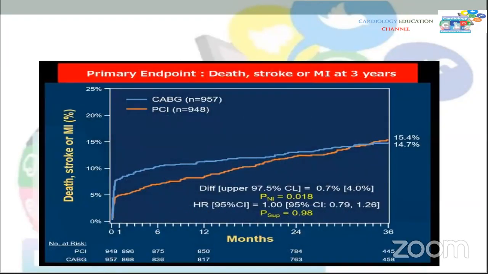So what were the results at 3 years? The primary endpoint, as Professor Karim said here, was the 3-point MACE: death, stroke, or MI. And as Professor Karim said, look at the first month here. The curves are largely divergent, and at 3 years, the curves catch up to be convergent at a 15.4 event rate in the PCI and a 14.7 event rate in the CABG regarding death, stroke, or MI at 3 years of follow-up.